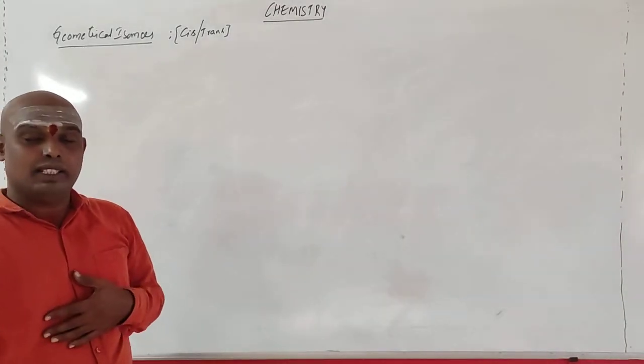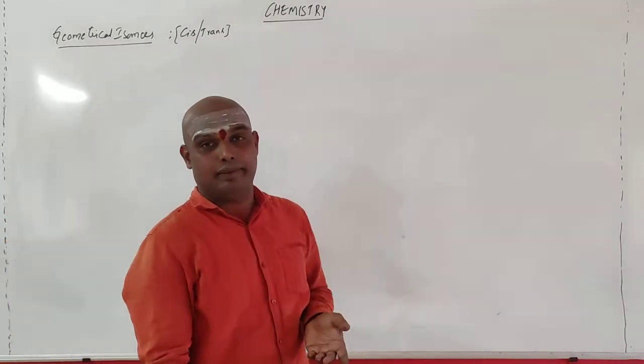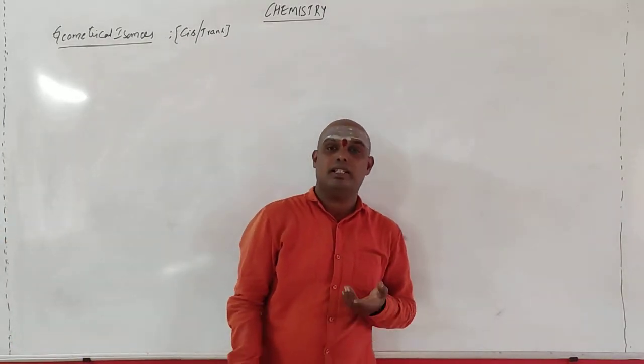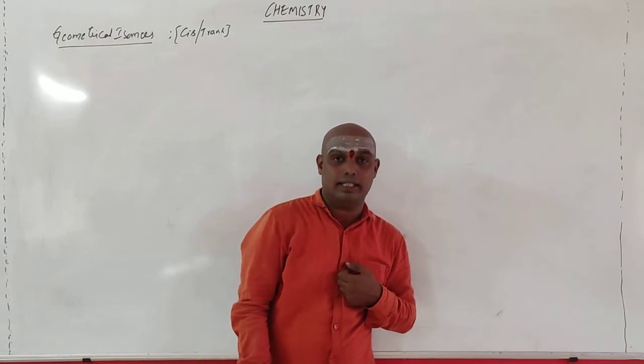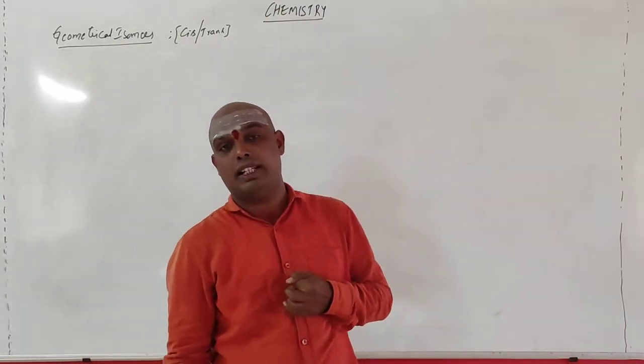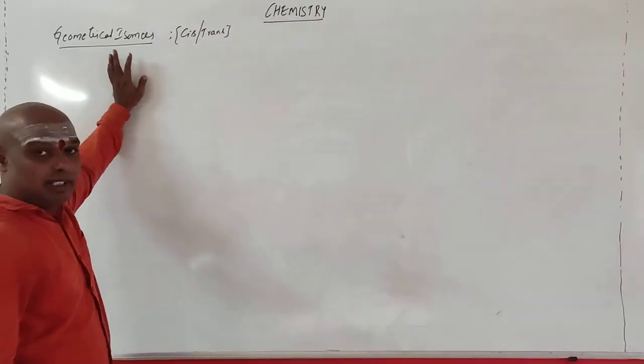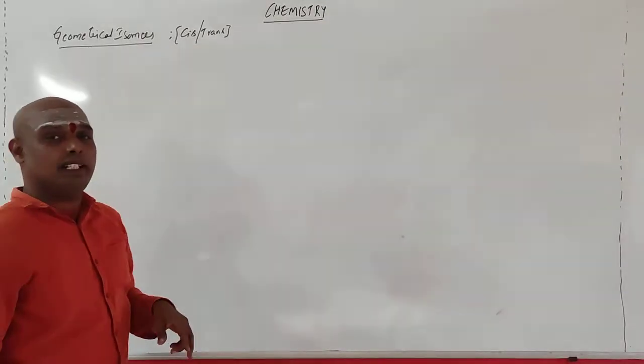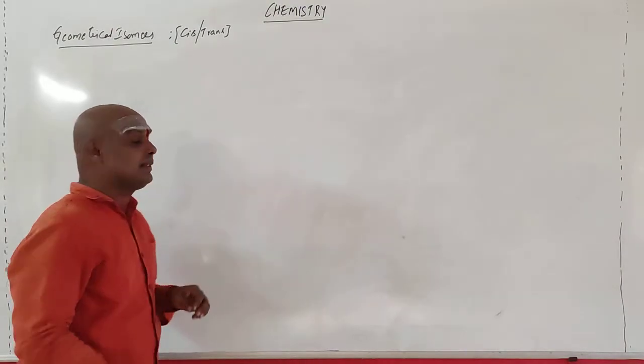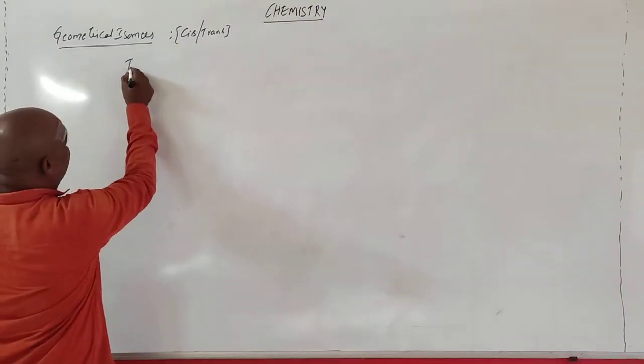What is meant by cis? If they are on the same side of the plane, then we will call it cis. If they are on the opposite side, then we will call it trans, right? Before going into the geometrical isomers, we will be basically talking with respect to three types. One is the tetrahedral complex.